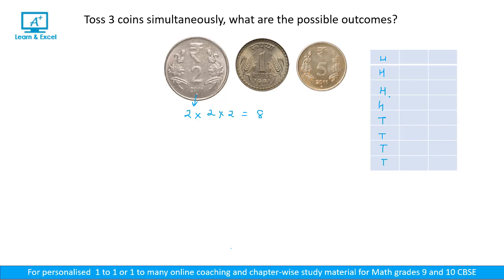Then half of 4 will be 2, so we write 2H and 2T, we alternate. And in the last column we write H and T alternately. So this way we write all the possible outcomes and do not miss a single outcome.